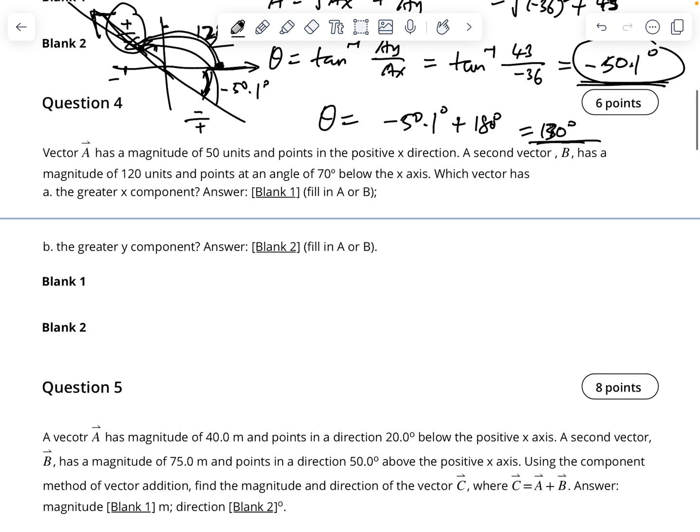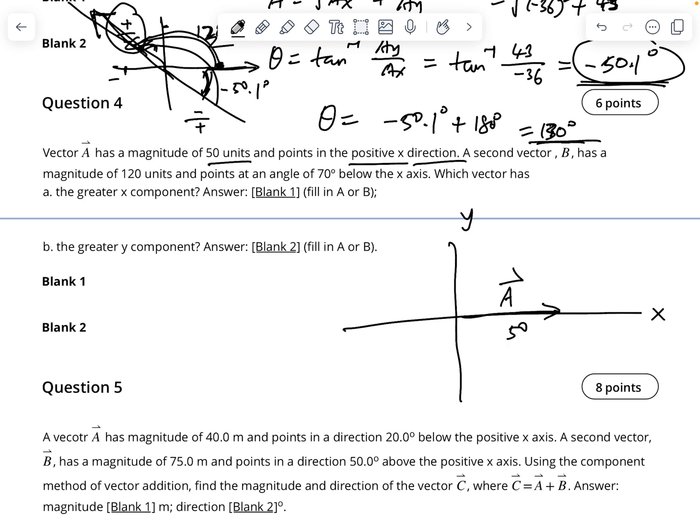All right, number 4. Vector A has a magnitude of 50 units and points in the positive x direction. So this is x and y, and this is A, 50 units. Second vector B has a magnitude of 120 units and points at an angle 70 degrees below the x-axis. This is B, 70 below, so basically it's a negative 70 degree angle.